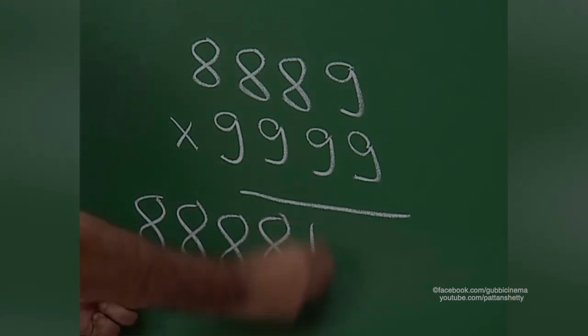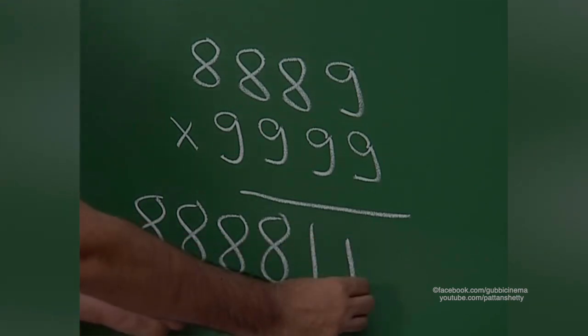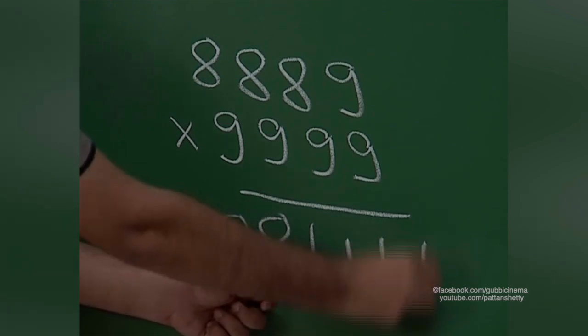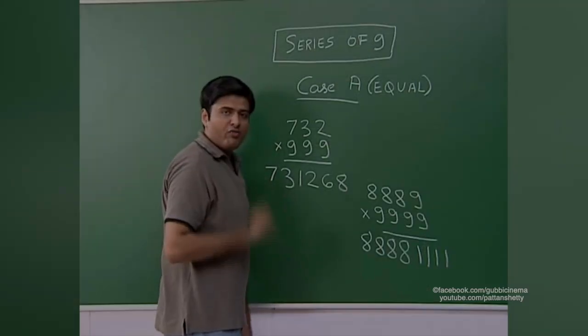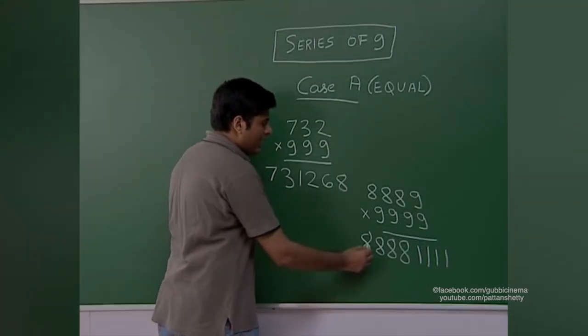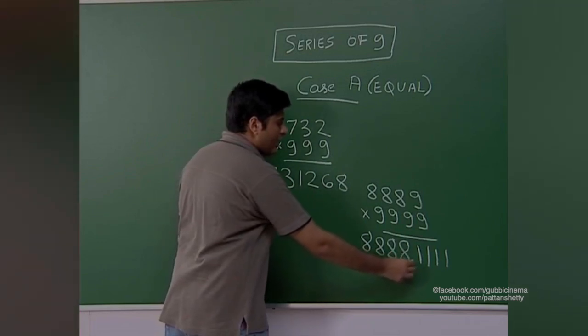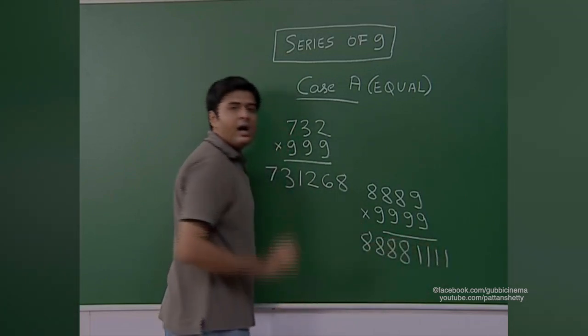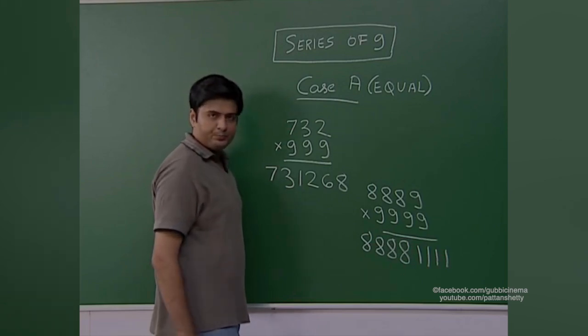Similarly, all these numbers will be subtracted from 9 and written down. 9 minus 8 is 1, 9 minus 8 is 1, 9 minus 8 is 1, 9 minus 8 is 1. So my final answer in this case is 88881111. Let me revise the technique for you.